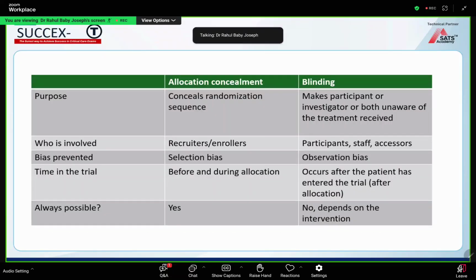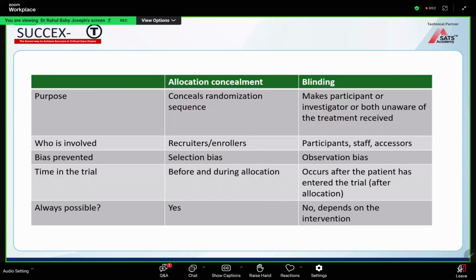So the difference between allocation concealment and blinding may be asked as a question. So you have to know the purpose of allocation concealment. It conceals the randomization. In blinding, you're blinding the participant or the investigator or both. The people involved in allocation concealment are recruiters, and it is done before or during allocation. And blinding comes only after the patient enters the trial.